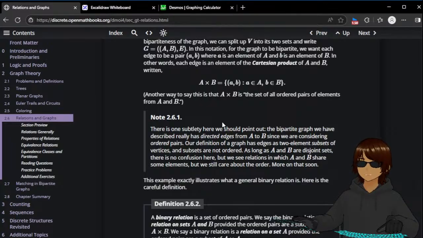There is only one subtlety we should point out. The bipartite graph we have described really has directed edges from A to B, since we are considering ordered pairs. Okay, these are directed edges. One definition of a graph has edges as two-element subsets of vertices, and subsets are not ordered. As long as A and B are disjoint sets, there is no confusion here. But we see relations in which A and B share some element, but we still care about the order. More on that soon.